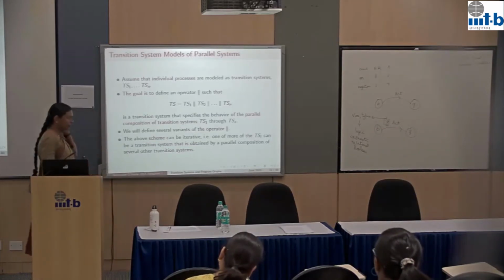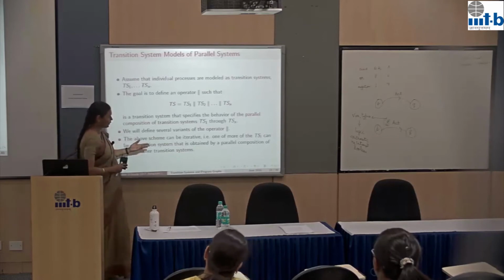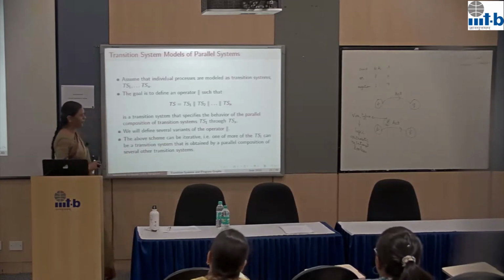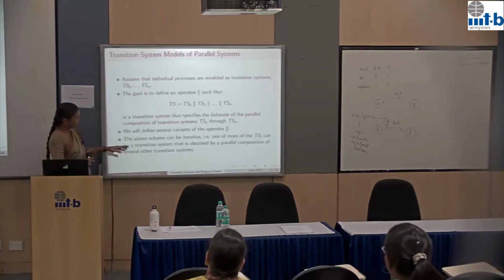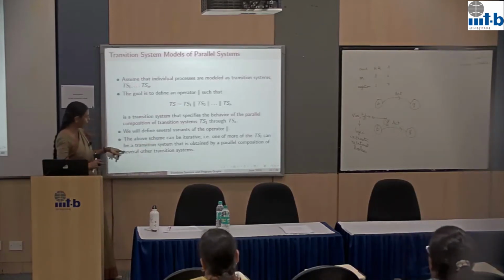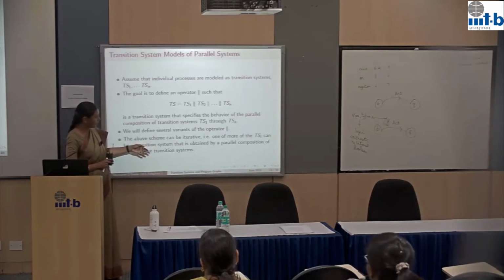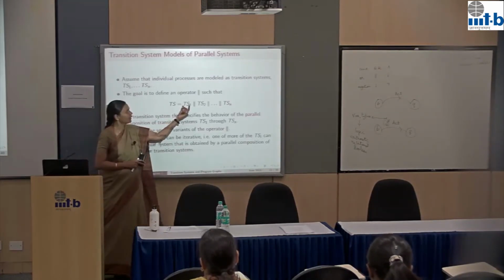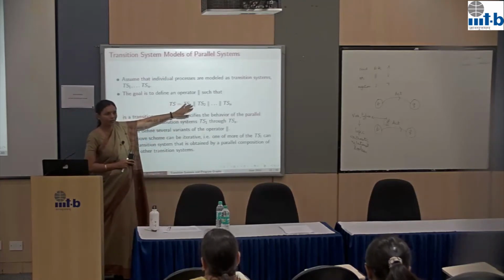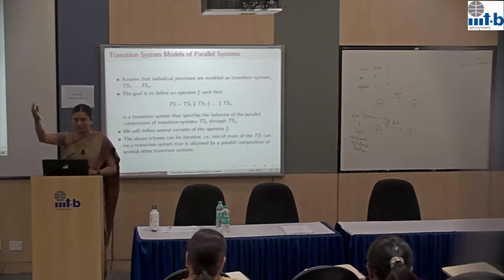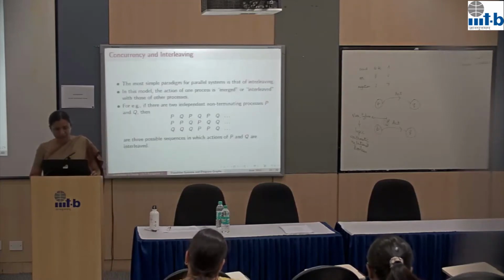In the realistic world. But I'll show you just one example because I would like to show you how model checking works. So this is what I said: the above scheme can be iterative. One or more of the TSIs can be a transition system that's obtained by a parallel composition of other transition systems. This could mean that there are 2 other transition systems that communicate using message passing. It could be several layers of communication.